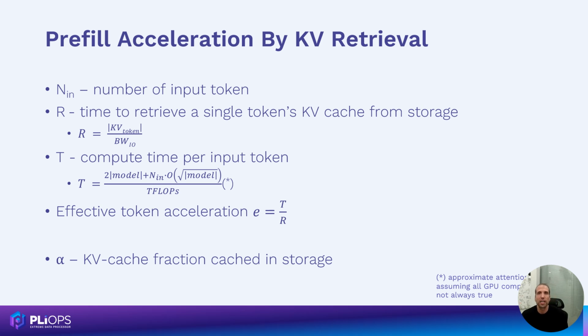To measure the speedup from offloading, we define the effective token acceleration as E, which is T over R. This tells us how much faster or slower we can process tokens when leveraging KV cache retrieval instead of recomputation. Finally, alpha here represents the fraction of the KV cache that is successfully stored and retrievable.